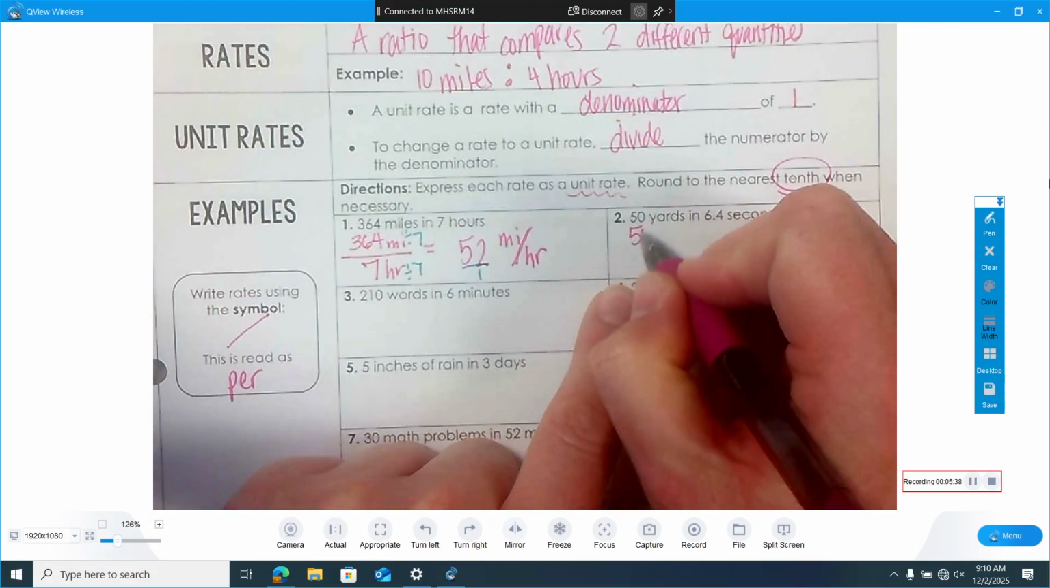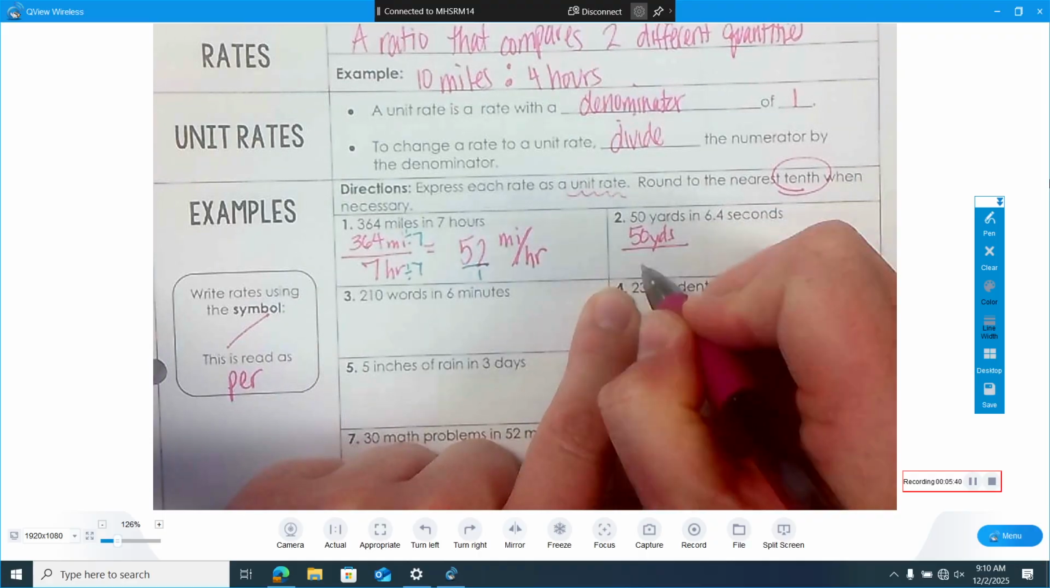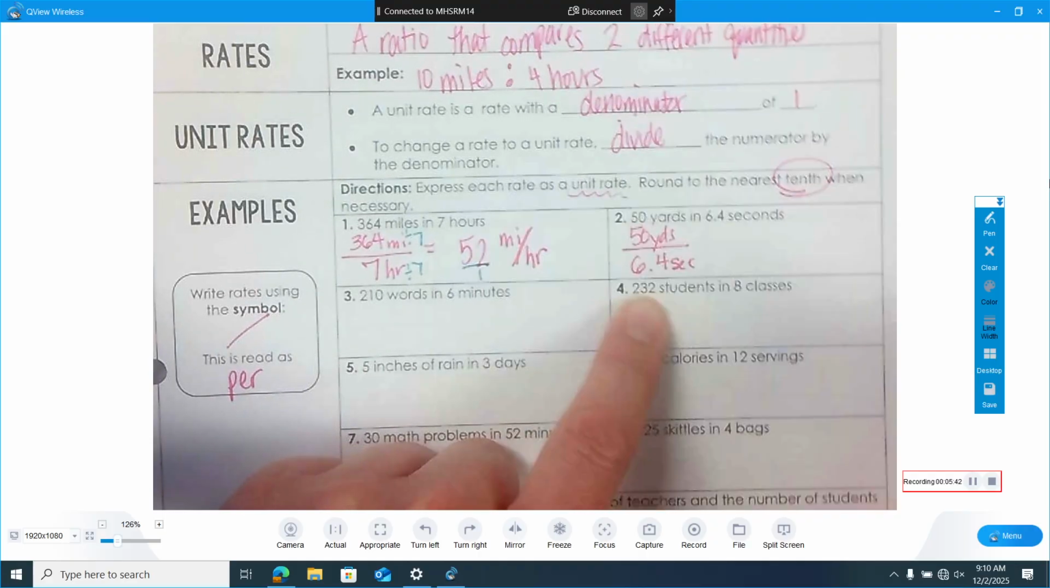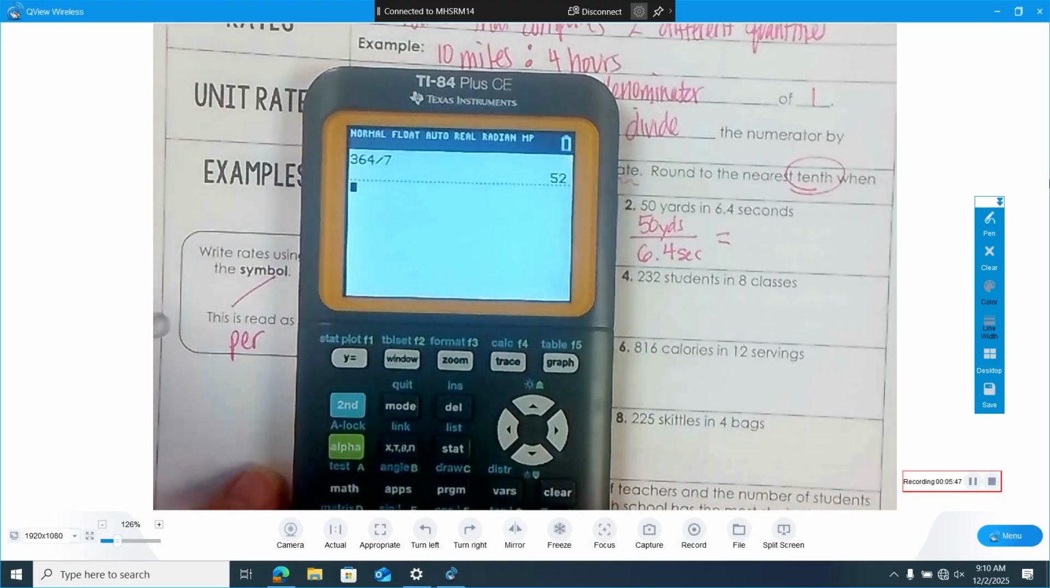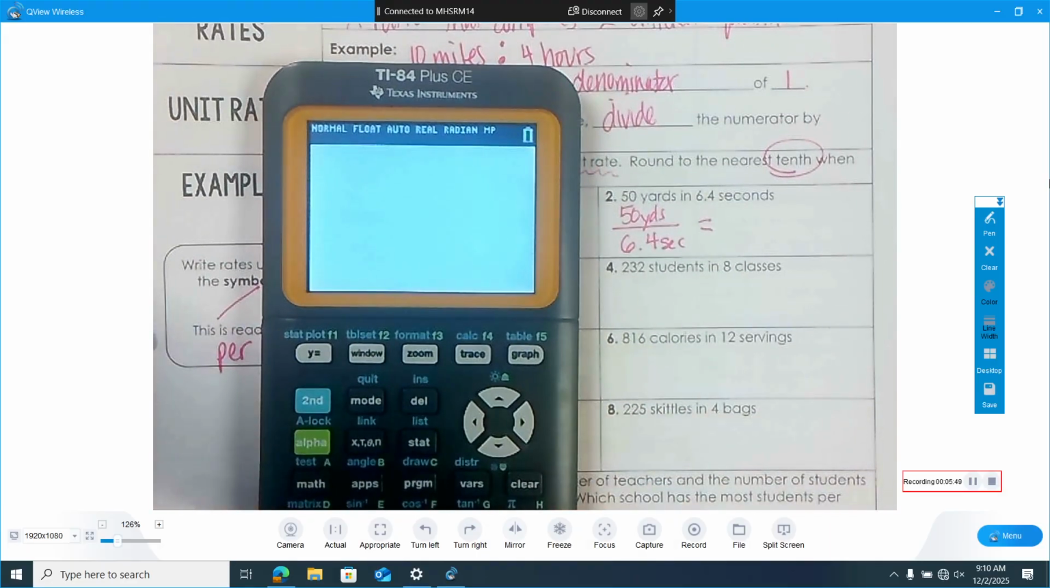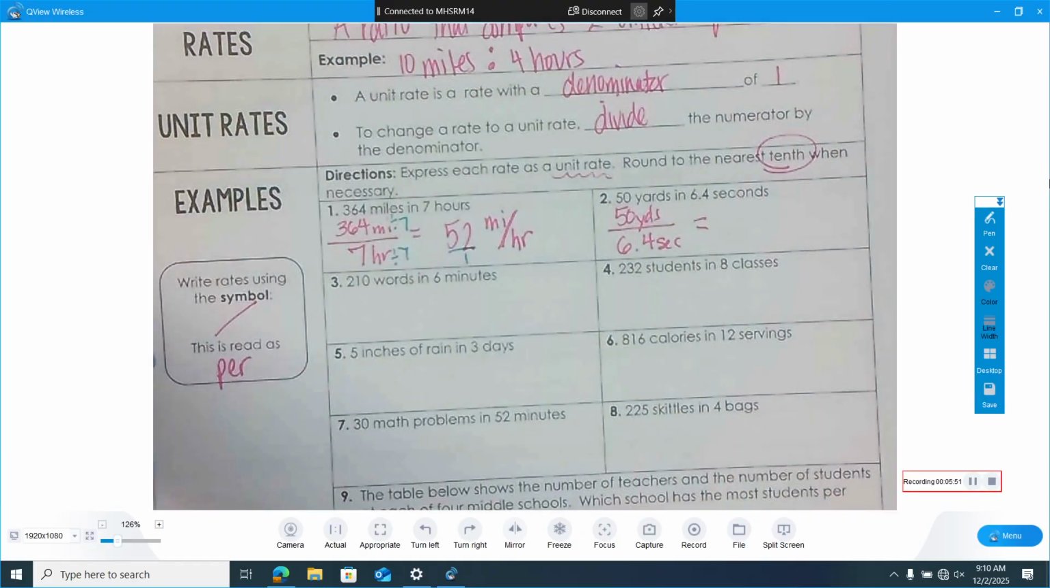We're going 50 yards per 6.4 seconds. All I have to do is divide, ladies and gentlemen. Will you get your calculators out and divide that for me? Because you have them handy and you can do that.